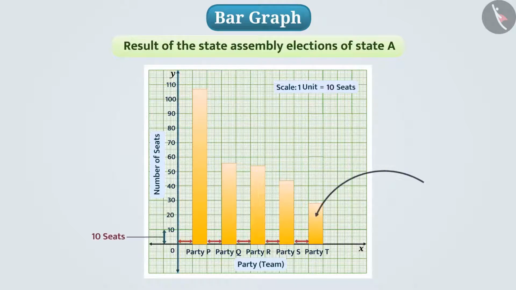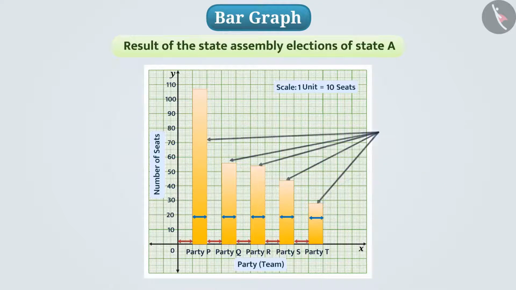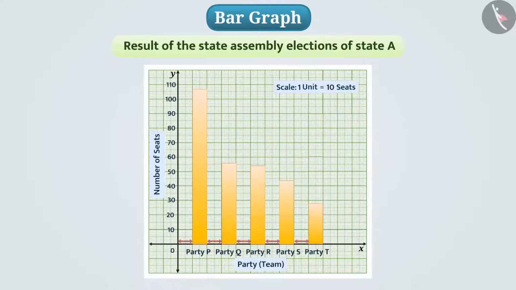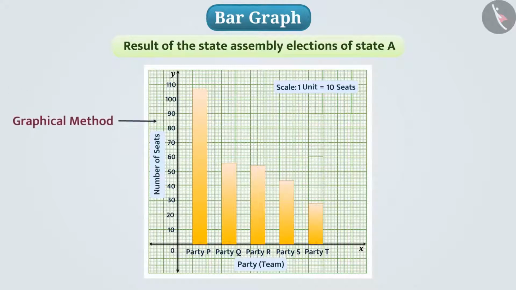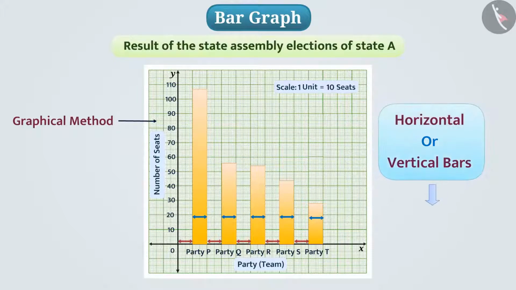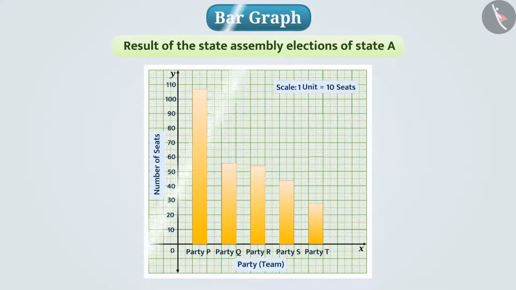The vertical lines of uniform width are drawn at equal distances. These are called bars. All the bars in the bar graph are of equal width and have the same distance. In the bar graph, the data is represented as the length of the bar. Thus, the graphical method of representing the data, in which data is represented by horizontal or vertical bars of equal width at the same distance, is called bar graph. Let us now know how to read a bar graph.